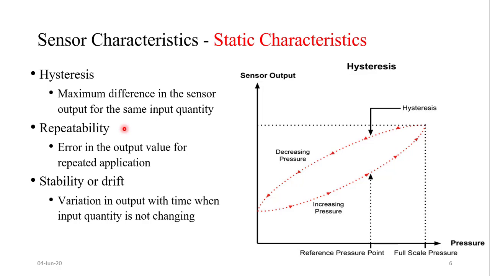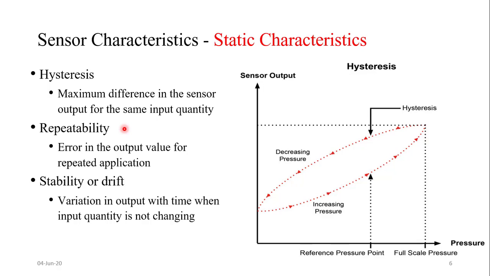Then we have stability or drift. Both are the same. It is the variation in output with time when the input quantity is not changing. For example, if you keep your pressure at 1 bar all the time, but your sensor shows sometimes 0.9 bar, sometimes 1.1 bar, we do not want that. If the pressure is 1 bar, it should be stabilized at 1. It should not drift to a lower or maximum value, or to any other values. Correct?